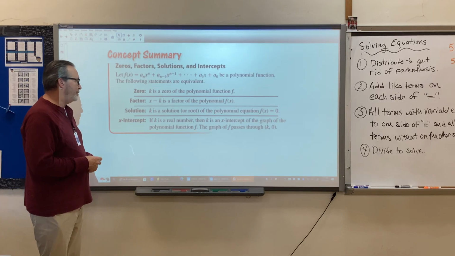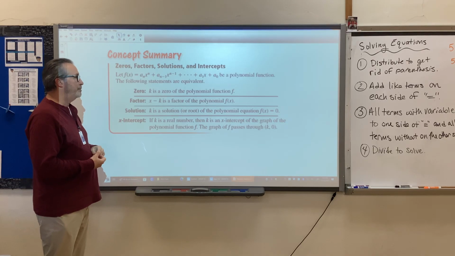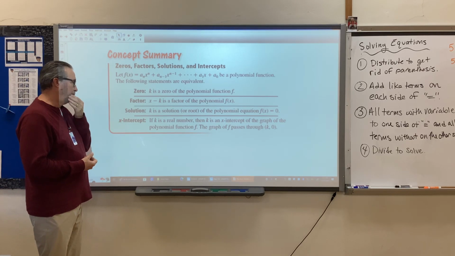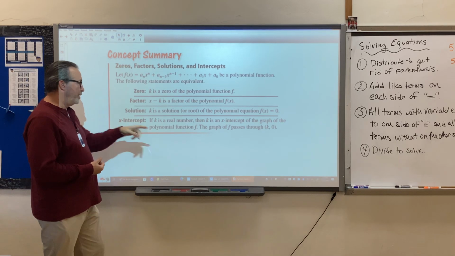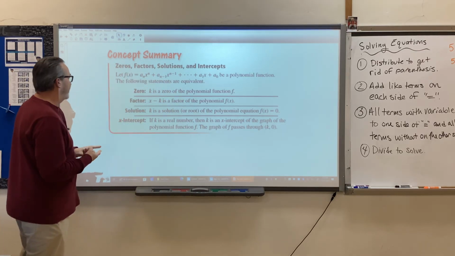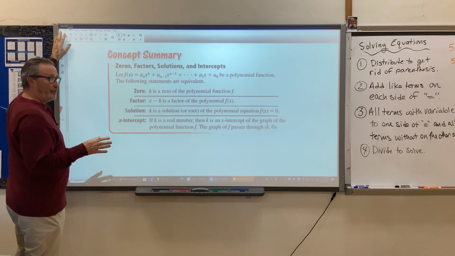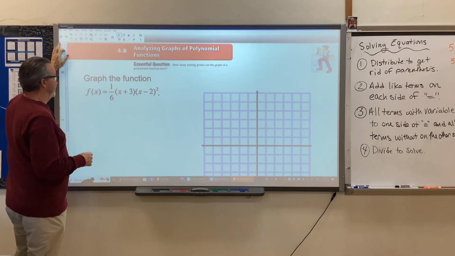And an x-intercept is where a function crosses the x-axis. And the coordinates of the function are k, 0. So all four of those things are related: zeros, factors, solutions, and x-intercepts. Also called roots, by the way.